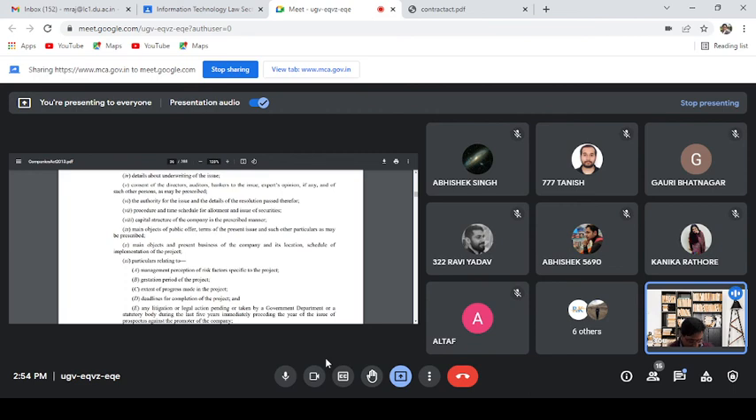Yes, read, Abhishek now. Sir, should I read the proviso? Proviso also. Okay, sir. Sir, I have to read from where I left. Yes. Okay, okay, sir.